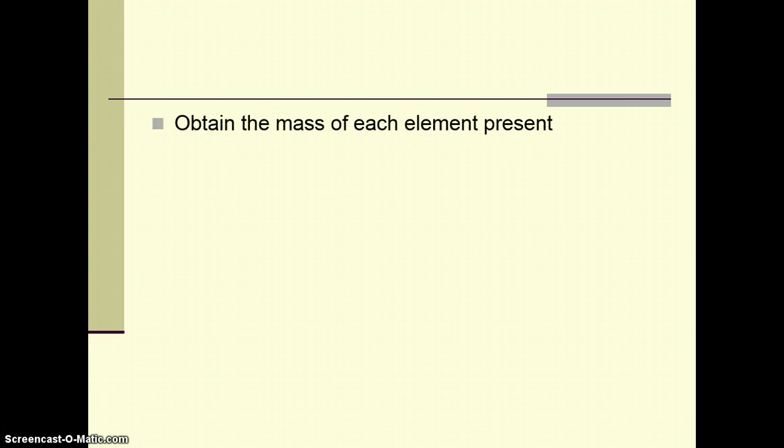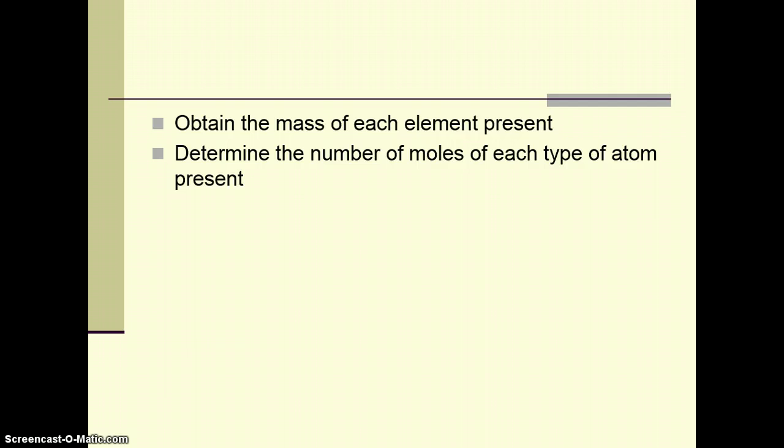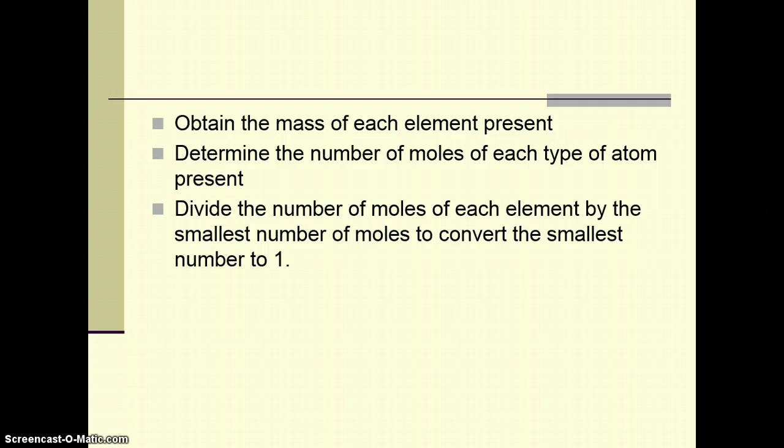So the steps that we need to take to do these calculations are, first, we need to obtain the mass of each element present, and that's typically what's given to us in the problem. We also need to determine the number of moles of each type of atom present. So we're going to convert those grams to moles, just like we've learned how to do. We're going to divide the number of moles of each element by the smallest number of moles to convert the smallest number to 1, because we're going to end up with decimal ratios, and that's not really going to help us. This step will make a lot more sense when we see the sample problems.